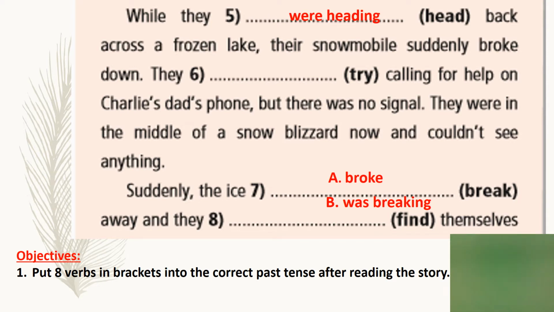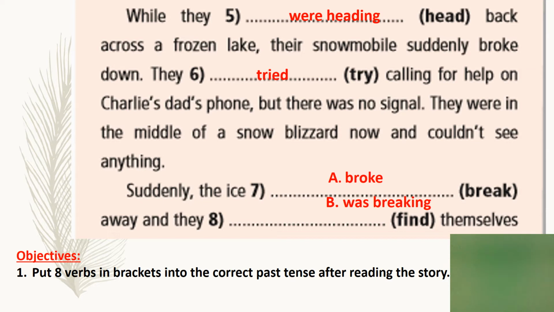Their snowmobile suddenly broke down. What were they doing? They tried. Excellent. Calling for help on Charlie's dad's phone, but there was no signal. They were in the middle of a snow blizzard. Now, I couldn't see anything. Blizzard is a kind of snowstorm, which is snowing heavily, or you can say it's raining heavily.